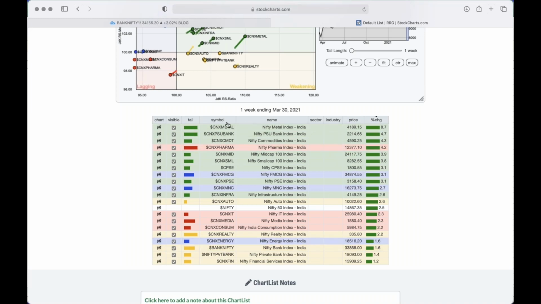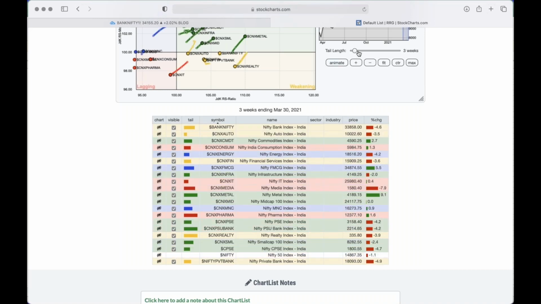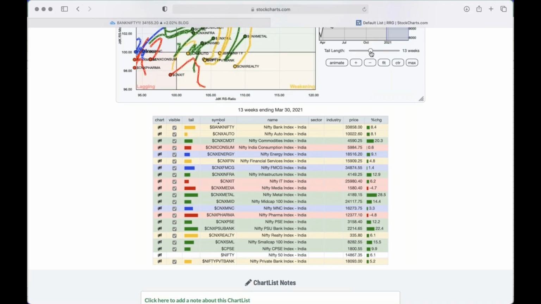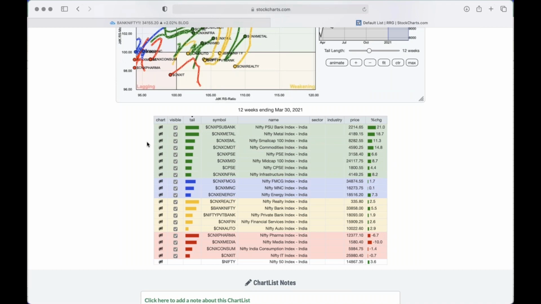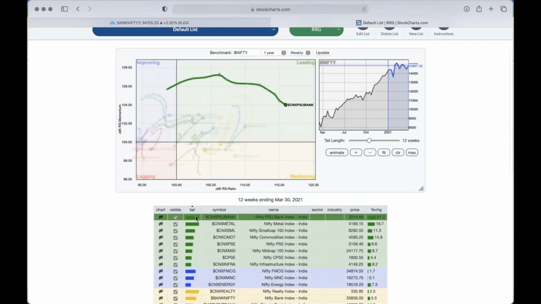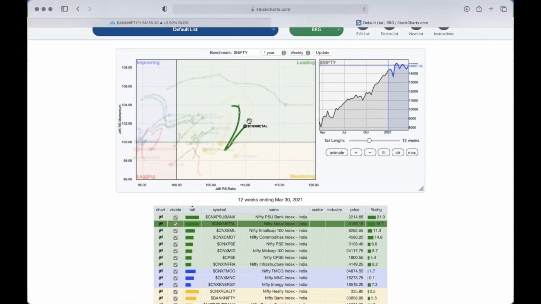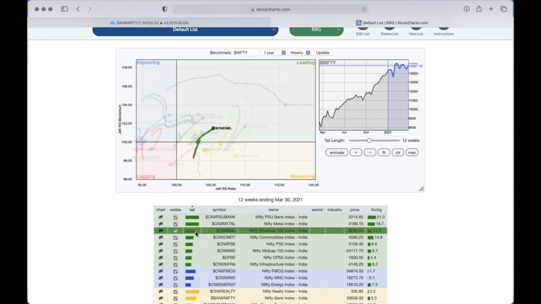Apart from that, most of the sectors were positive. Let's look at a 3-month perspective from all the sectors. So I've got 12 weeks here, sorting them in terms of the tail. We've got the PSU Bank still in a nice leading quadrant. Metals, of course, a big comeback. After it lost the relative momentum, now it has picked up both momentum and strength. Small and mid caps continue to perform in this market.